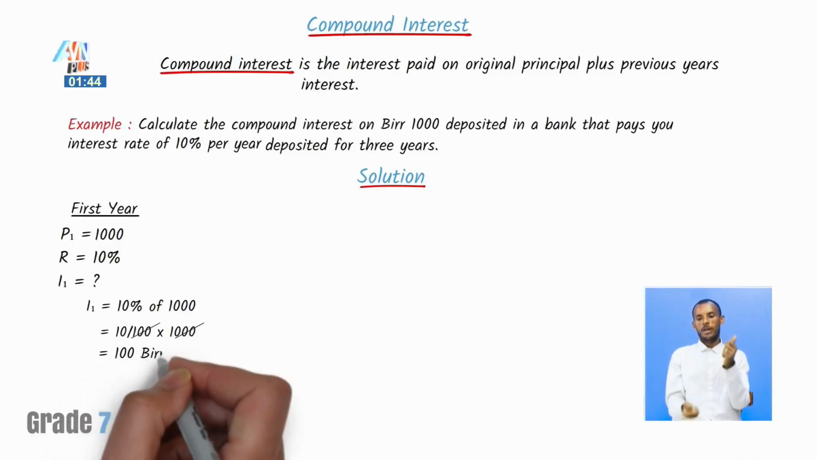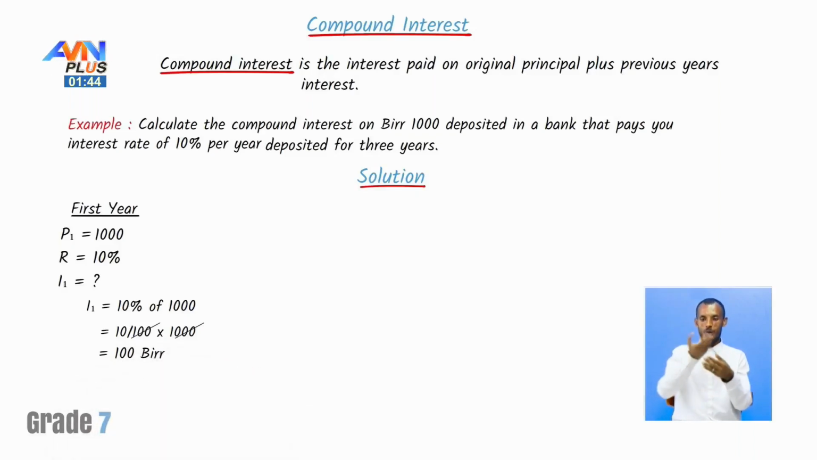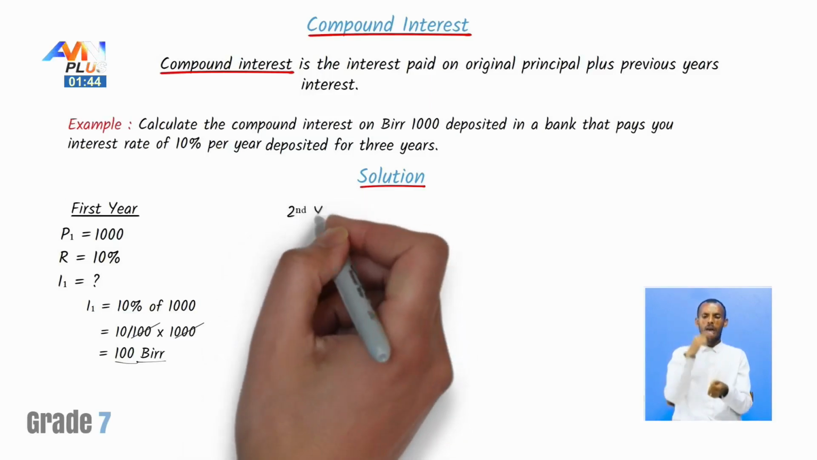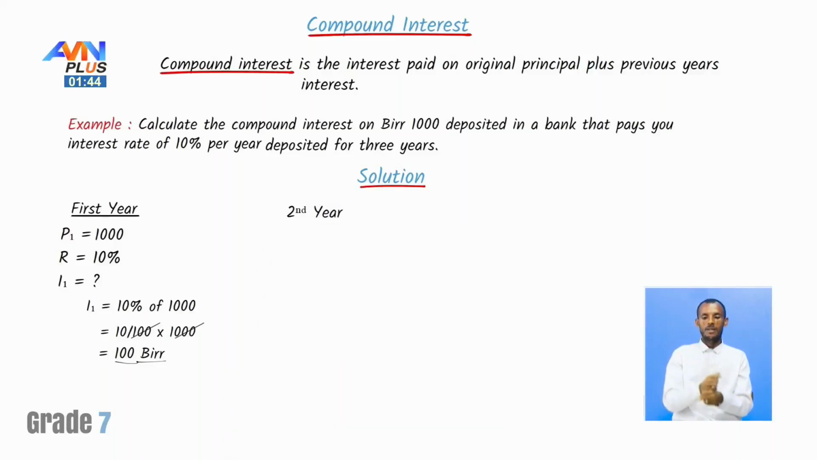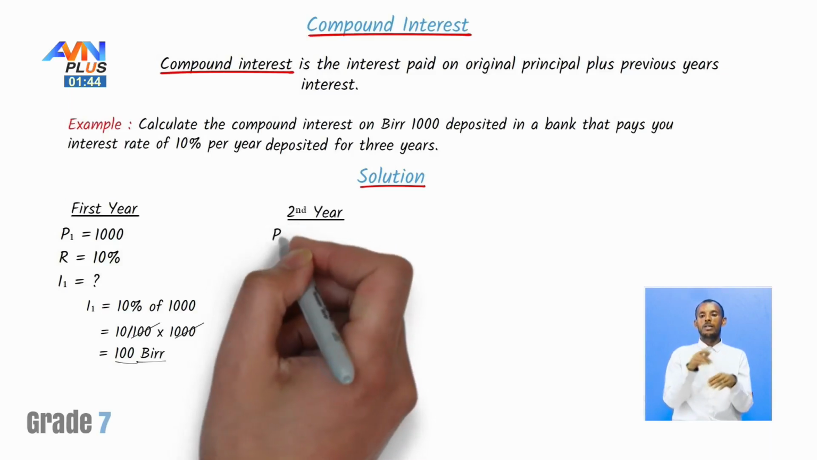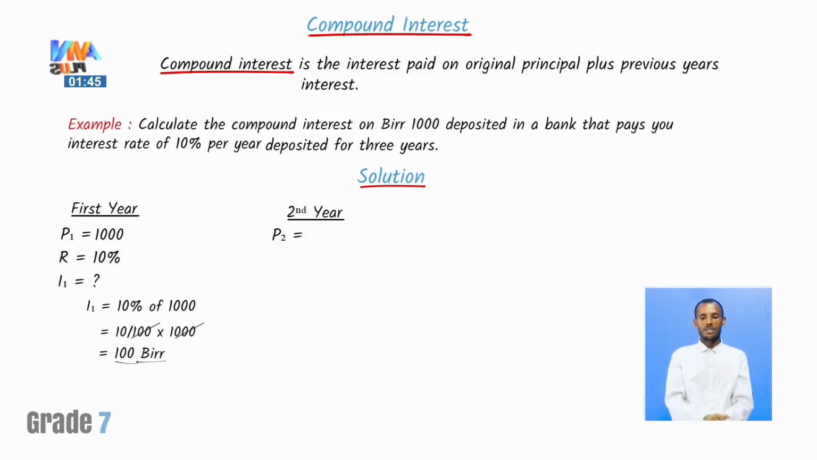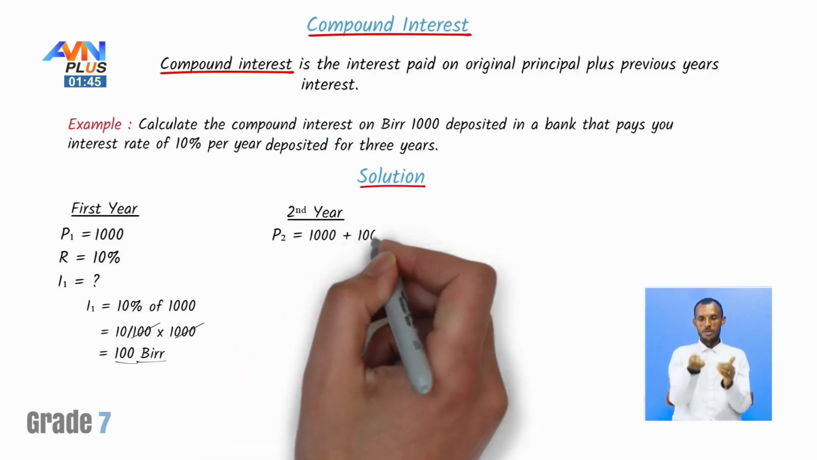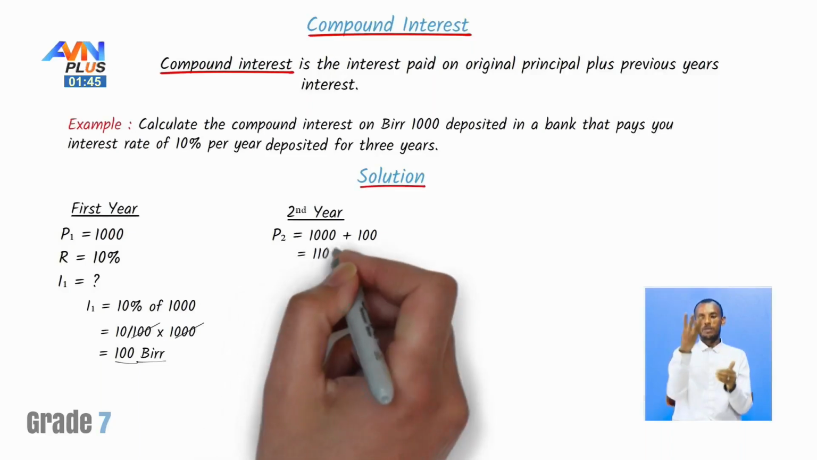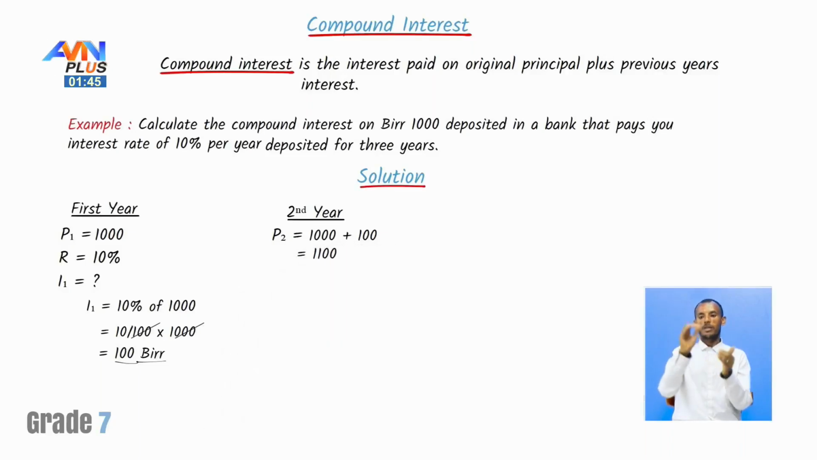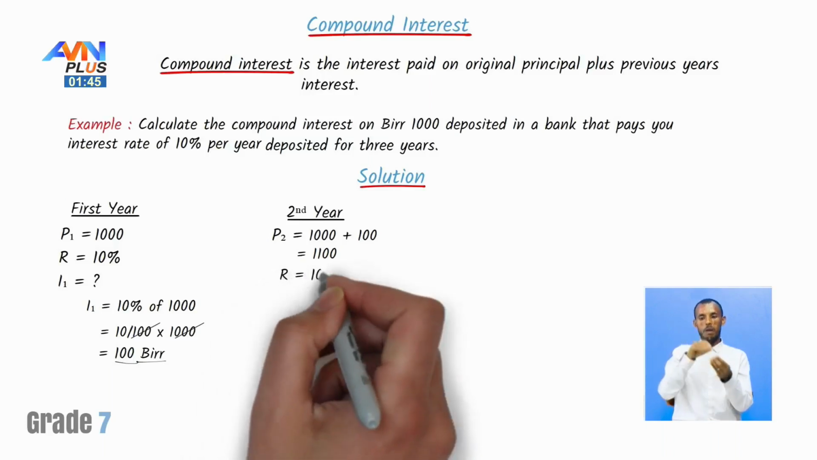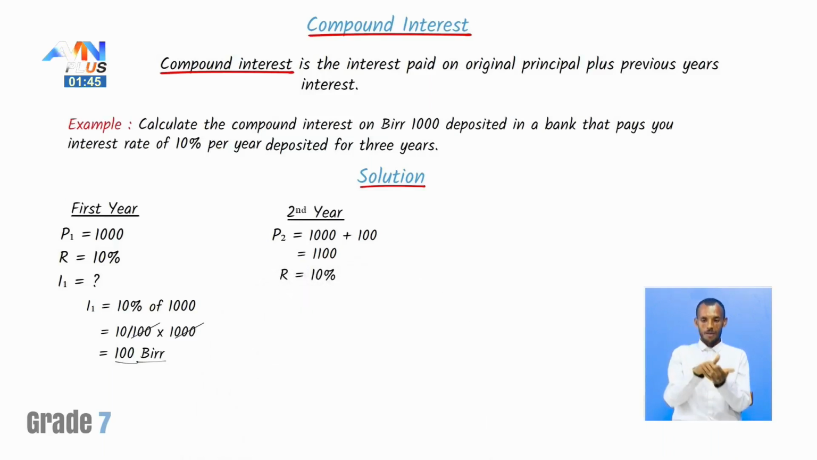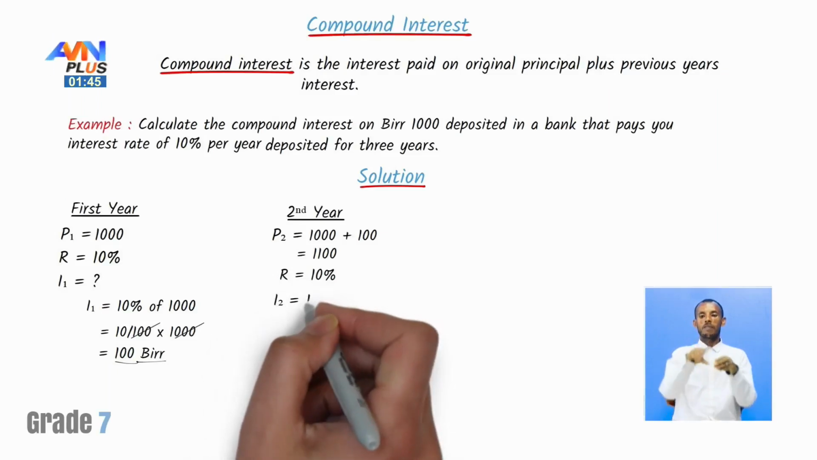In the second year, this interest also gives you an interest. So the principal will change every year. In the second year, the principal is not 1,000. It is the sum of 1,000 and 100, which is 1,100. So this is the money that gives you interest for the second year.